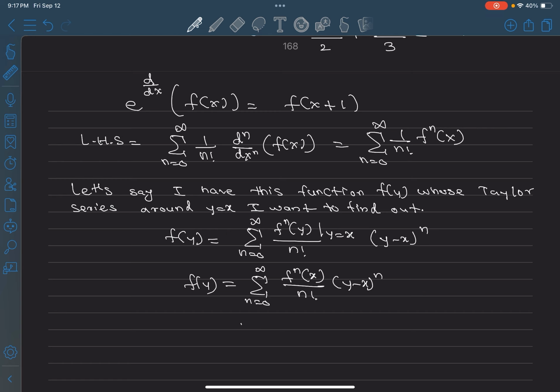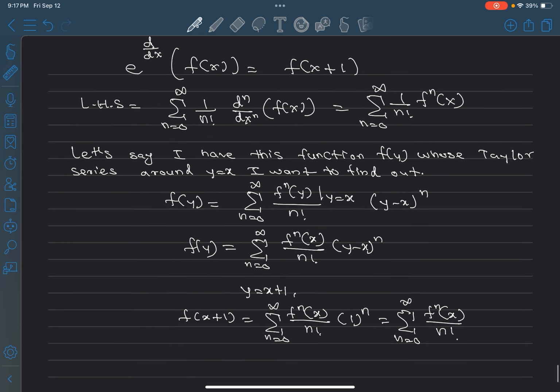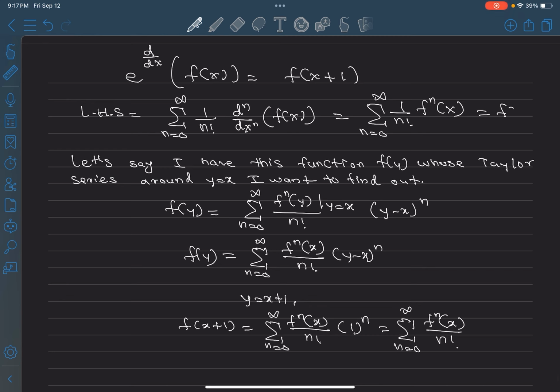Now, if you substitute y equals x plus 1 over here, what do you get? You get f of x plus 1 equals the sum from n equals 0 to infinity of the nth derivative at x divided by n factorial, and it's just 1 to the power n, right? So that turns out to be the sum from n equals 0 to infinity of the nth derivative at x divided by n factorial. So that's exactly what we had earlier. So this is equal to f of x plus 1. So now this is proved. This was a pretty easy proof, even though we needed a slight detour and some trick, right?